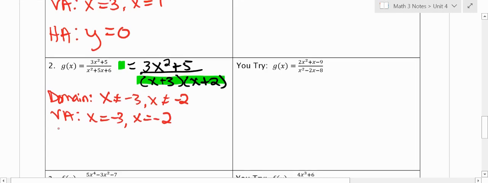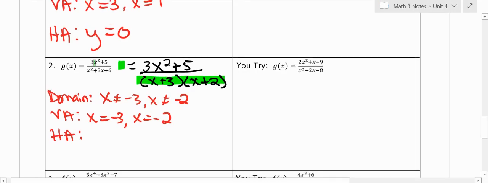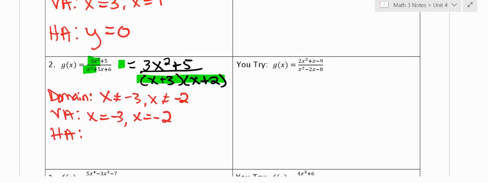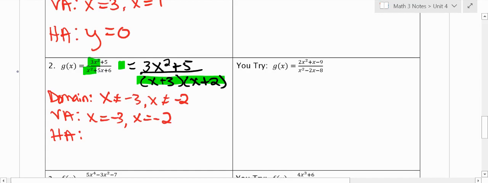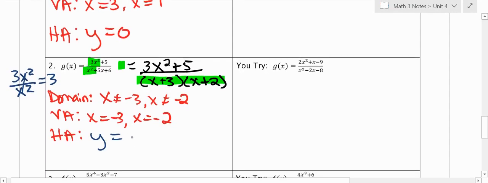And then our horizontal asymptote, again, I'm just going to look at my biggest term for the top and bottom. And it's actually the same degree, right? So 3x squared over x squared, I'm going to get 3. So my horizontal asymptote is y equals 3.